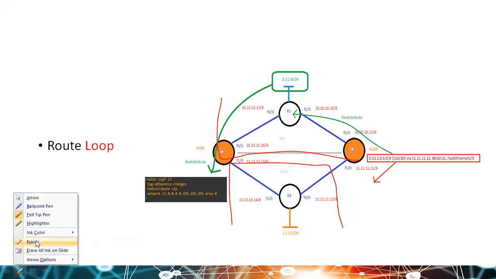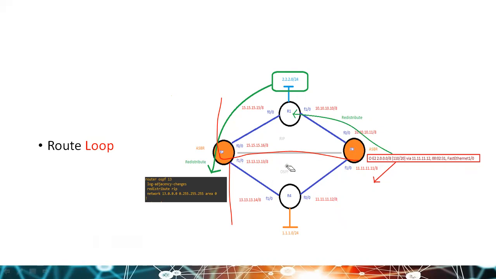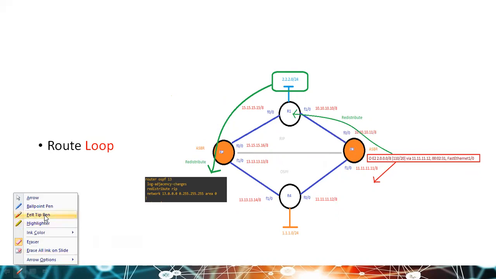The problem happens only if someone, by mistake or on purpose, configures R3 as an ASBR, and the route that R2 has advertised, which is 2.2.2.0, which R3 can see in its routing table, it redistributes the same network into RIP.